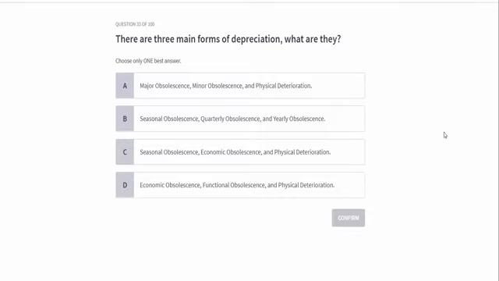There are three main forms of depreciation. What are they? Choose the best answer here. So there's four options. A, major obsolescence, minor obsolescence, and physical deterioration. B, seasonal obsolescence, quarterly obsolescence, and yearly obsolescence. C, seasonal obsolescence, economic obsolescence, and physical deterioration. Or D, economic obsolescence, functional obsolescence, and physical deterioration. So out of all these answers, what are the three main forms of depreciation? Give some time to think that one over and come up with your answer.